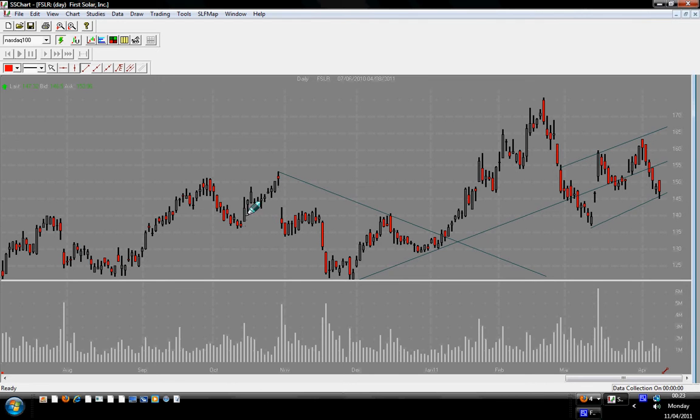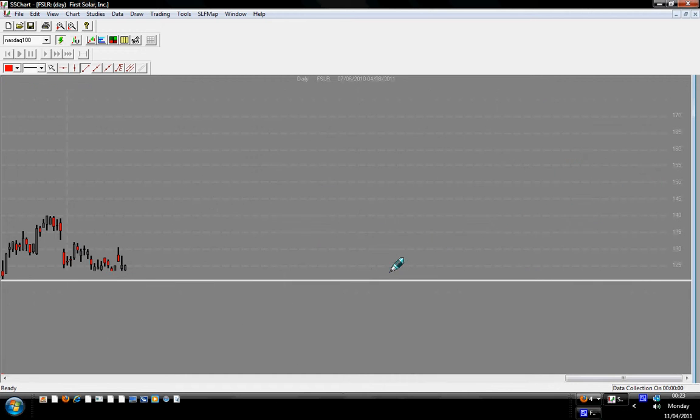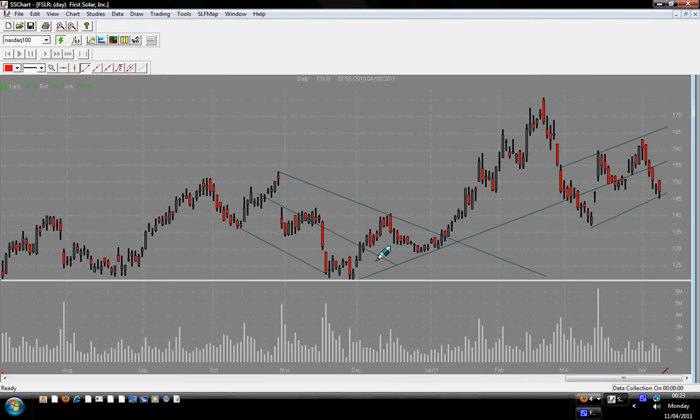So we can see that the price was in this channel, in this session here, and then popped out of this channel, and started a new channel to the upside. At this point in time, as soon as the price starts coming out here, we can draw another channel here. I hope you can see all my drawing on this chart because of the color on this screen now.